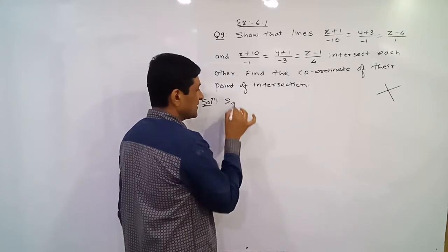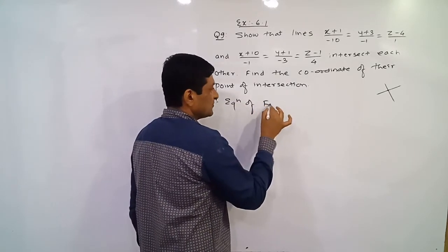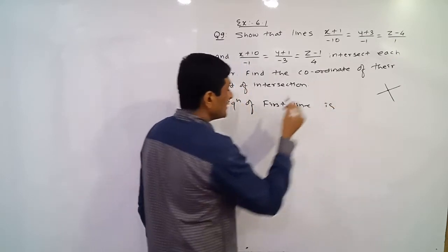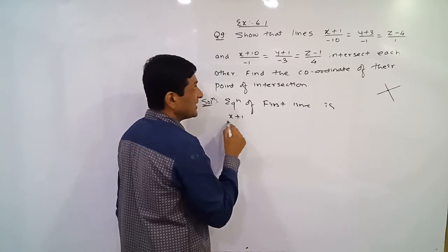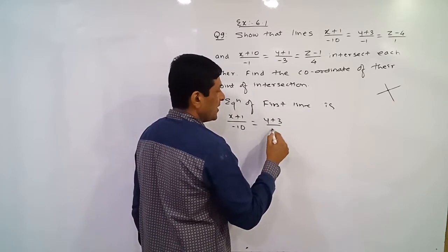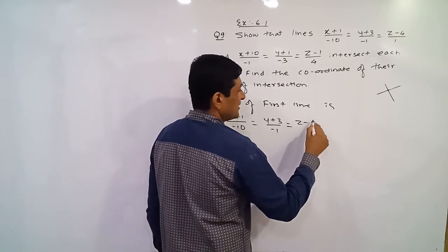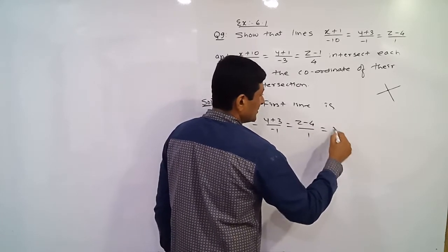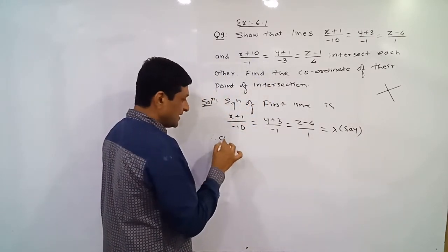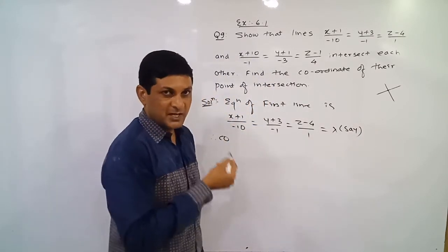So the equation of the first line is, what is the equation of the first line? (x plus 1) upon minus 10 is equal to (y plus 3) upon minus 1 is equal to (z minus 4) upon 1 is equal to, say, lambda. Now we are finding the coordinates of any point on the line.